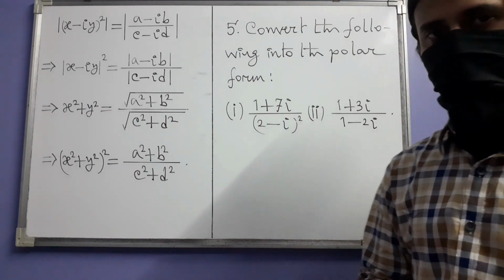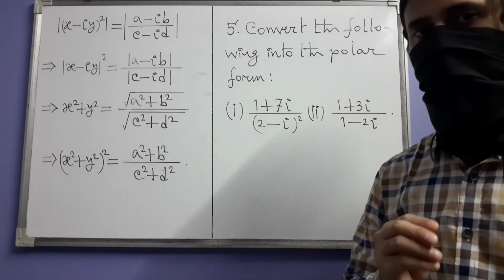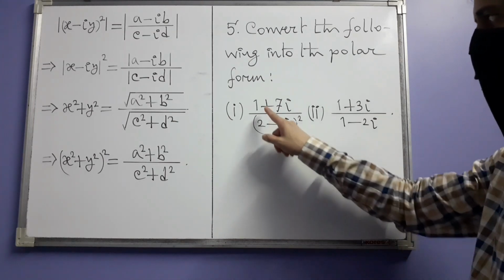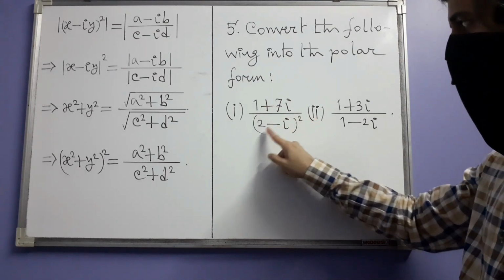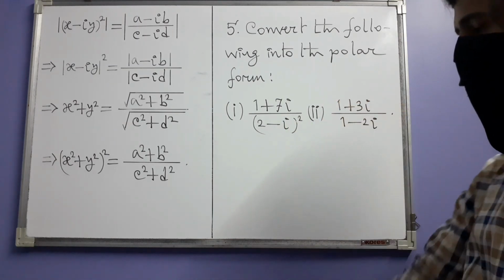In this next one, fifth one, we have two complex numbers and we have to express each one of them into the polar form, that is convert them into polar form. The first one is 1 plus 7i divided by square of 2 minus i, and the second one is 1 plus 3i divided by 1 minus 2i.